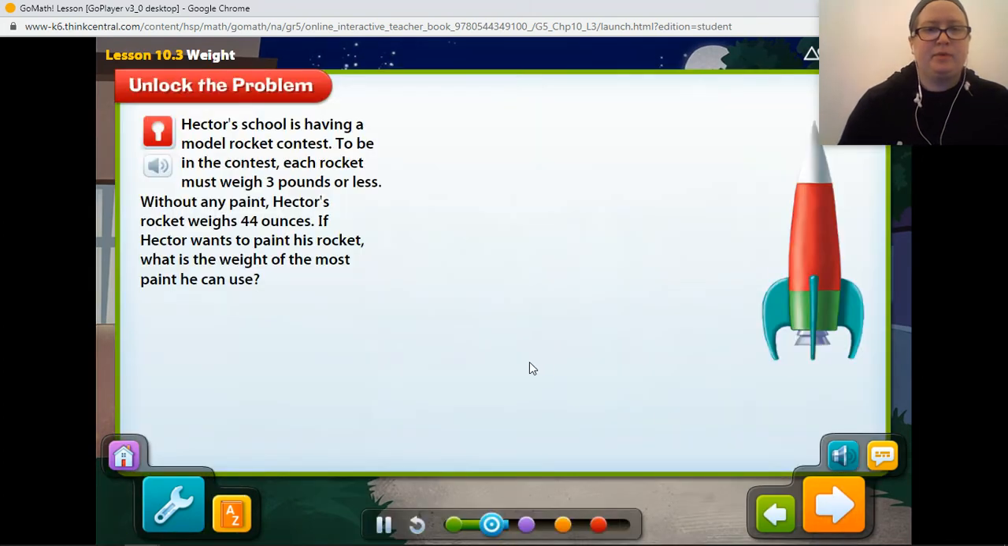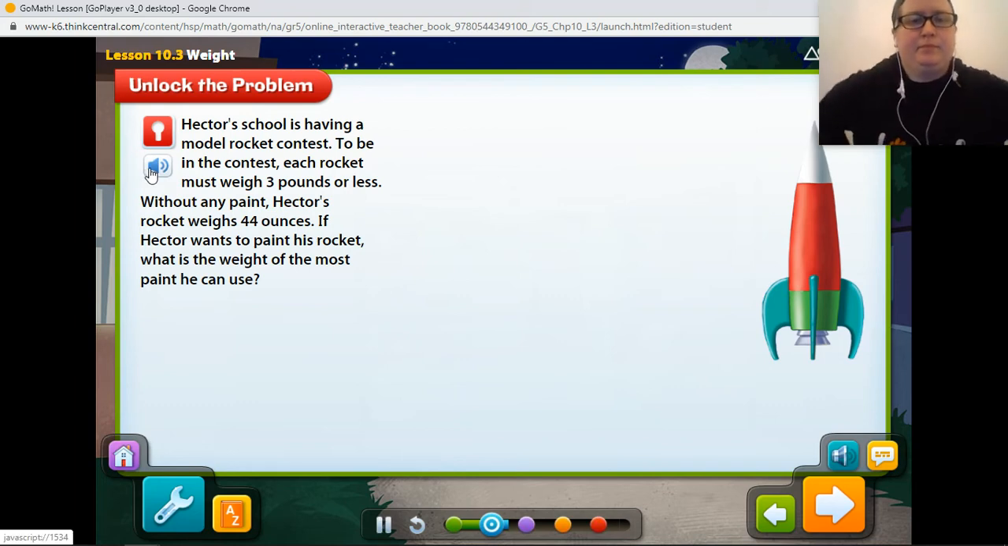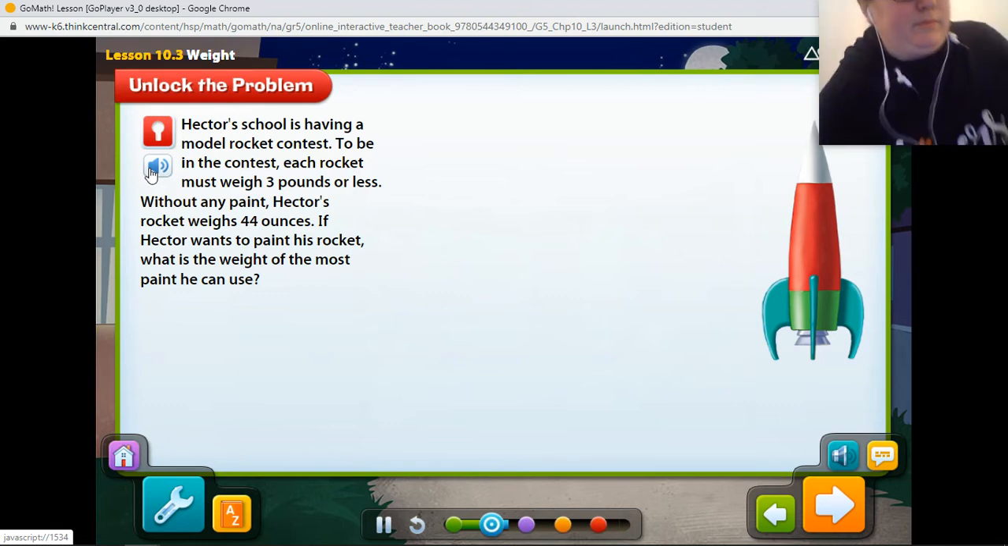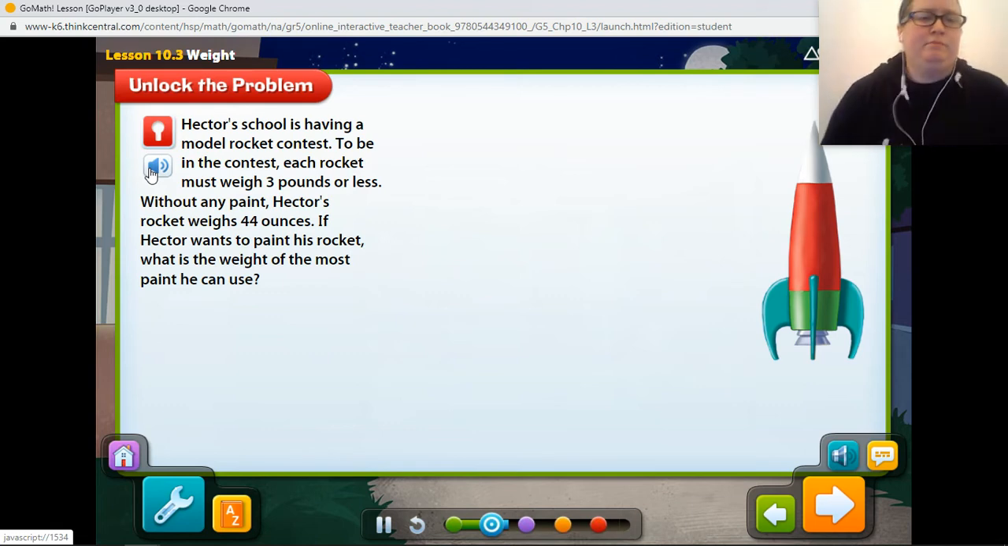Let's look at how you can convert customary units of weight. Hector's school is having a model rocket contest. To be in the contest, each rocket must weigh 3 pounds or less. Without any paint, Hector's rocket weighs 44 ounces. If Hector wants to paint his rocket, what is the weight of the most paint he can use?